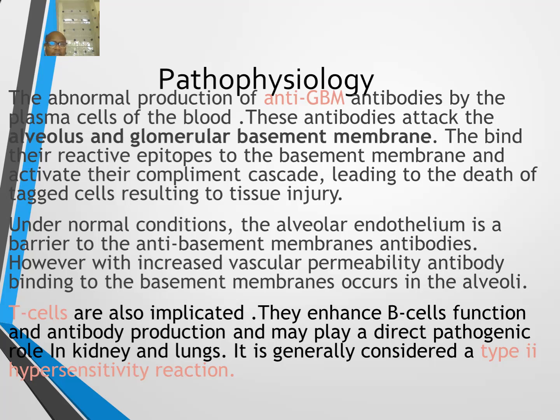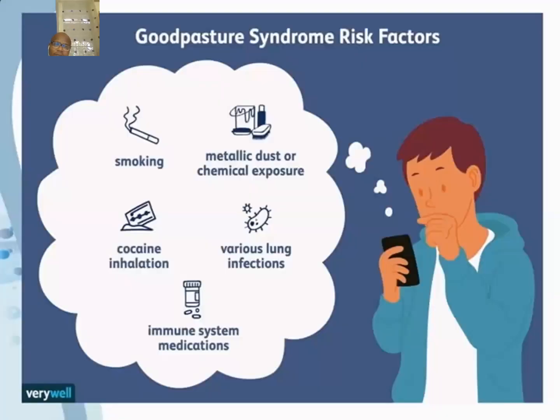Under normal conditions, the alveolar endothelium is not available to the anti-basement membrane antibodies. However, with increased vascular permeability, antibody binding to the basement membrane occurs in the alveoli. T cells are also implicated in this phenomenon, along with enhanced B cell function and antibody production, and they may play a direct pathogenic role in the kidney and lungs. So it is generally considered a type 2 hypersensitivity.